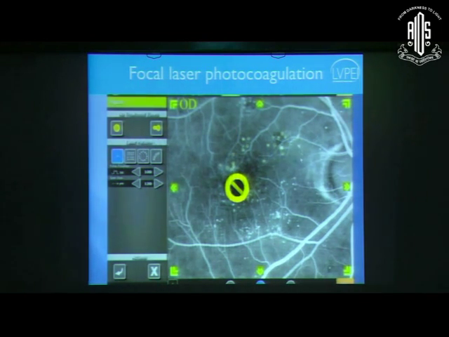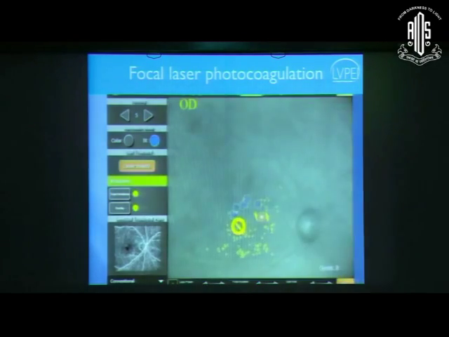So you are seeing that I'm actually modifying each spot. You must be thinking this is pretty time-taking, but you just think that you are actually going to do a pretty much customized laser.